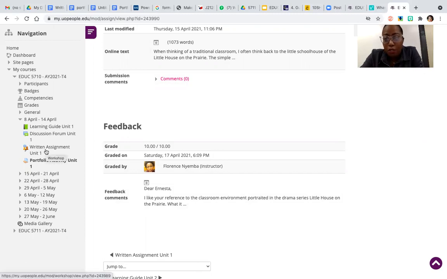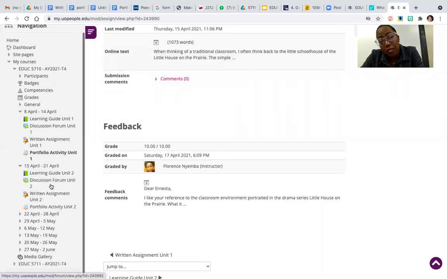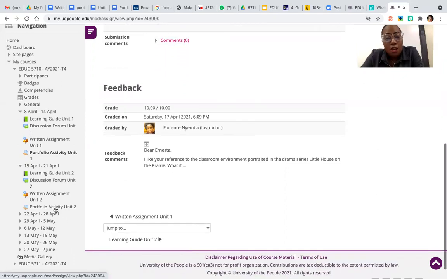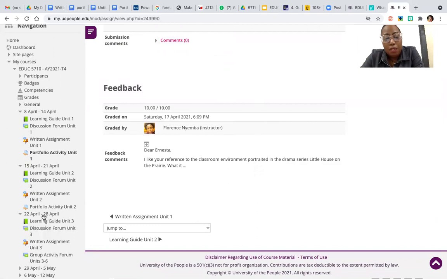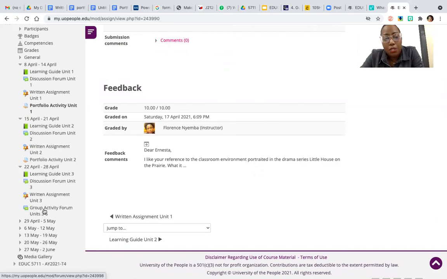And like I said, the week runs from Thursday midnight to Wednesday midnight. And then you start a new week. And in a new week, you get it all over again. You get the discussion, the written assignments, and then the portfolio activity. On week 3 of every course, you also get a group activity, which is usually some sort of group project. It's either a paper or a PowerPoint that you must complete with about 4 other persons.